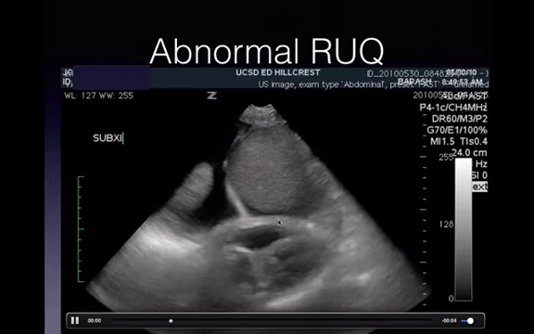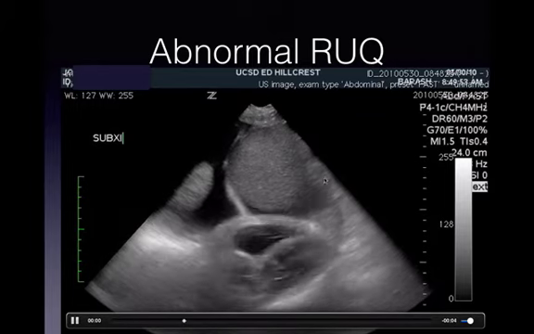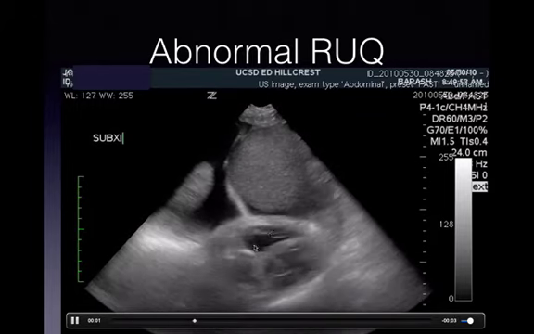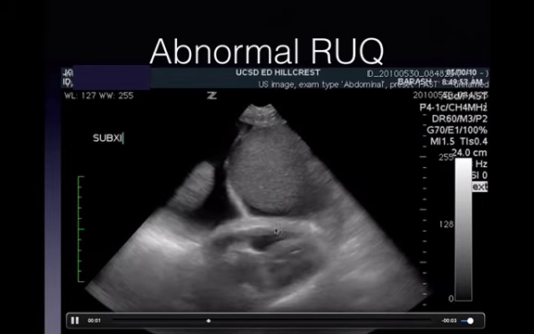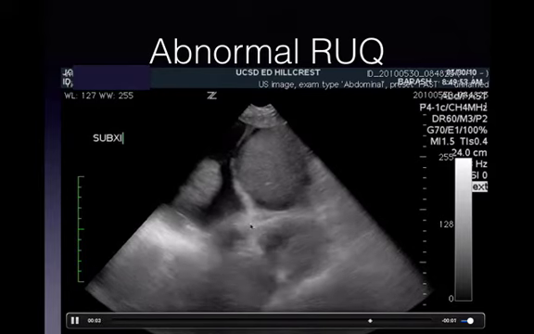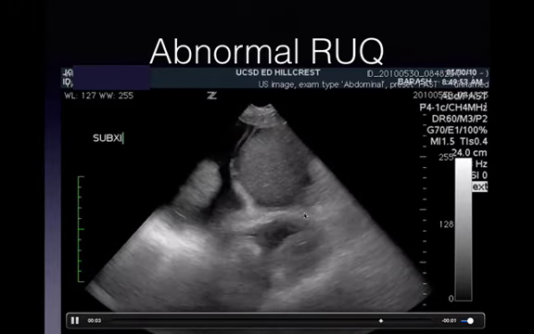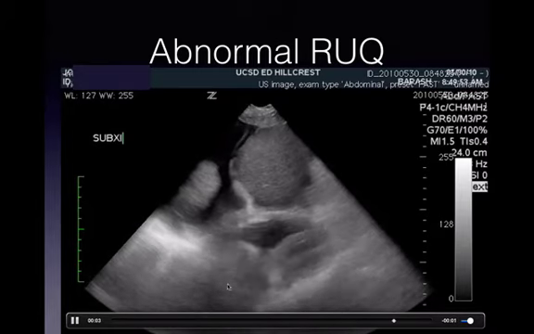And sometimes this is where we're going to see the fluid is maybe not necessarily in Morrison's pouch, but maybe we'll see it tracking along the diaphragm here. And then finally, we have the heart here, a piece of the heart, in our subxiphoid view, and we don't see a lot of pericardial fluid. I wouldn't comment on anything abnormal in terms of pericardial fluid.